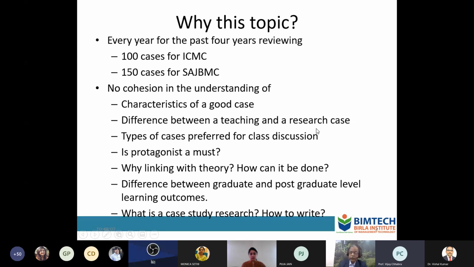Okay. What are cases? Cases are nothing but a real scenario which has been stated or written, and discussed in a story form, in a narrative form. But it is not only narrative. It must have some course learning outcome. Because unless a case delivers a course learning outcome, it will have no use in being taken up in a class. It will be a wastage of time.